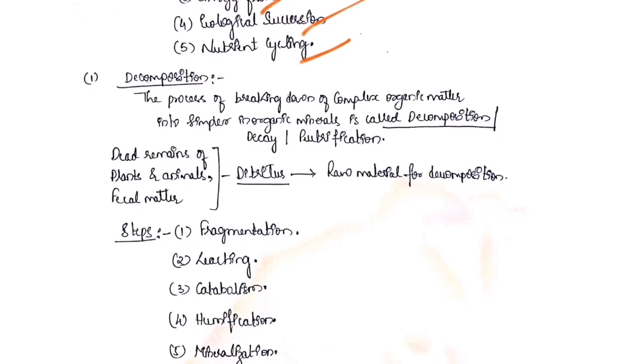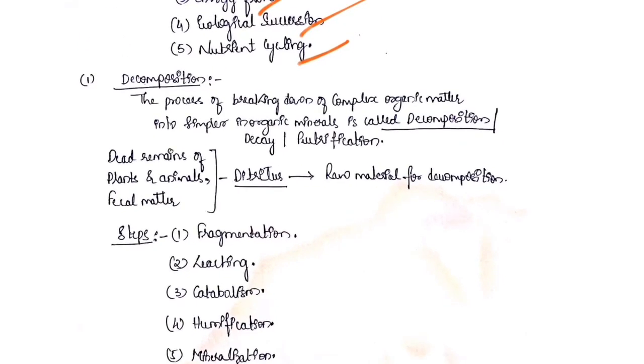First, we shall go with decomposition. What is decomposition? Decomposition is a process of breaking down complex organic materials into simple inorganic ones. Decomposition is also called putrefaction, and it is also called decay. The process of breaking down complex food material into simple inorganic ones is called decomposition, and another name for decomposition is putrefaction.